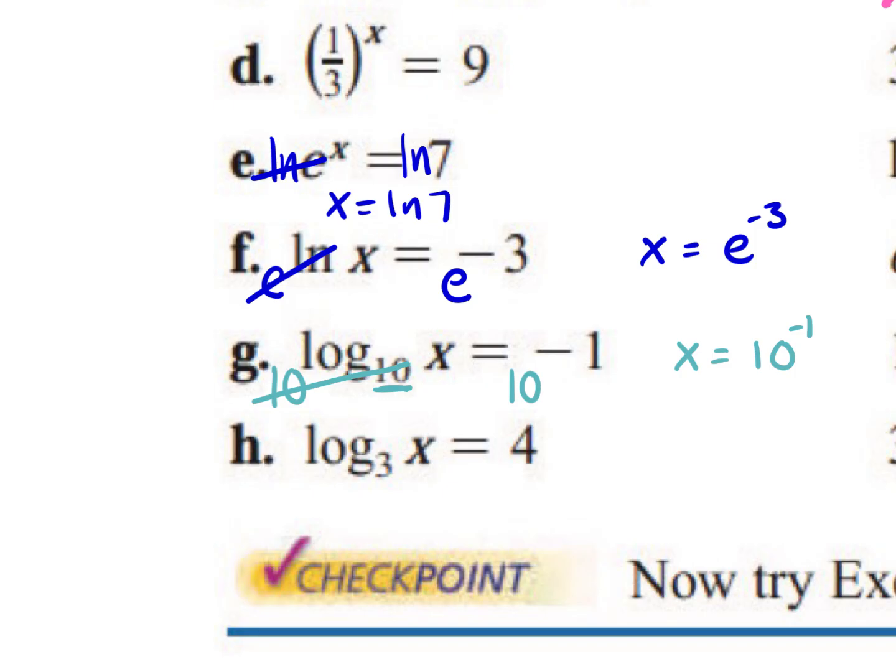What's my base in h? 3, so I'd make the big base 3. This cancels, so we're left with x equals 3 to the power of 4. Now the other way that you could solve these is you can put them into exponential form. You'll end up with the same thing. If I start with the base of 3, 4 would be the exponent, it equals x. You're essentially writing it in exponential form.